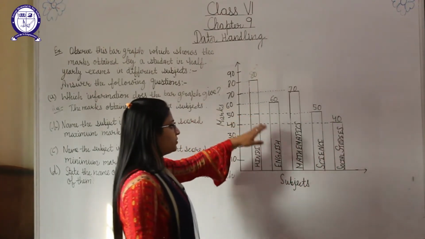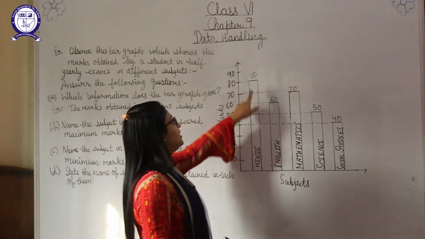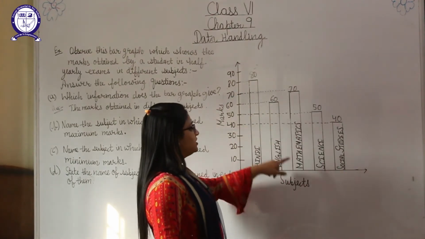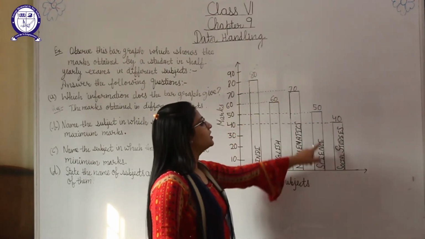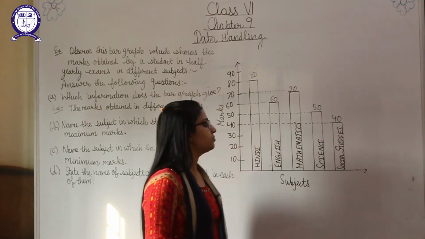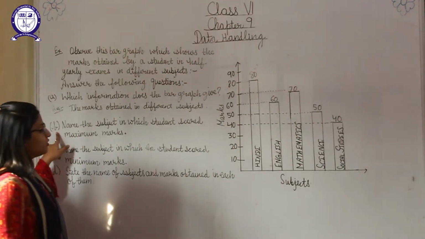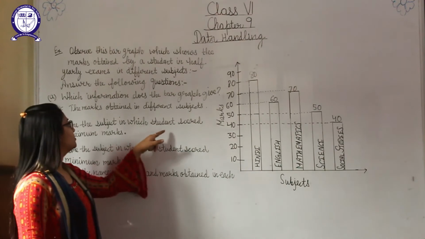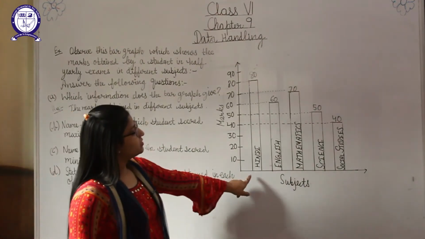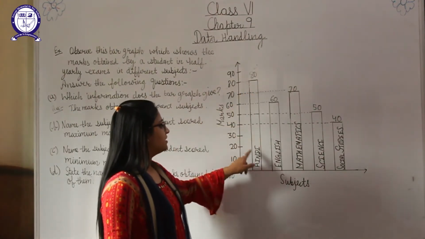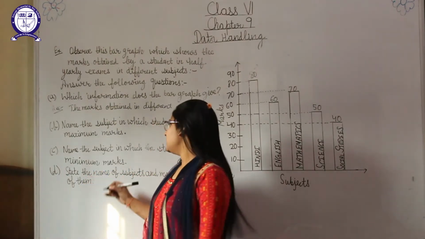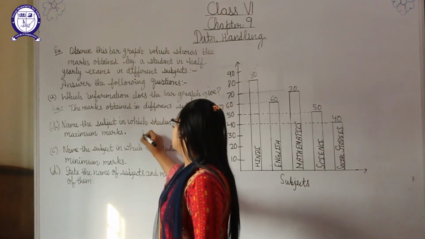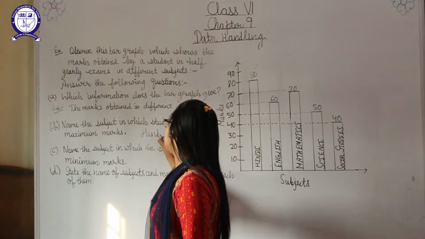So these are the marks obtained in different subjects. In Hindi 80, in English 60, in Maths 70, in Science 50, and in SST 40 marks. Now we will give the answers to these questions. Name the subject in which the student scored maximum marks. So the maximum is 80 marks, and that is in Hindi. So we will write here that in Hindi the maximum marks are scored.